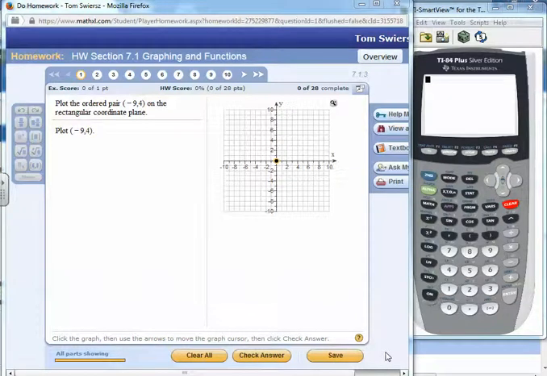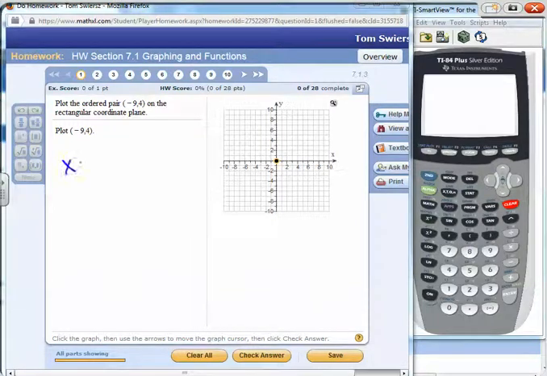Homework exercise number 1 from section 7.1. Plot the ordered pair -9, 4 on the rectangular coordinate system. Now again, here the x value is first, so x is equal to -9, and then the y is always the second, which is 4.